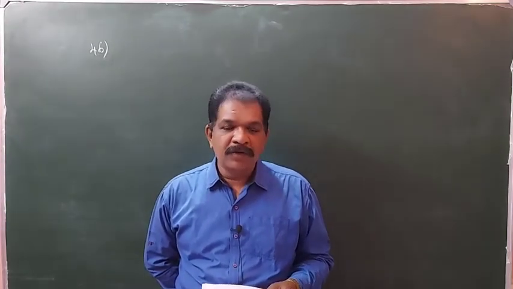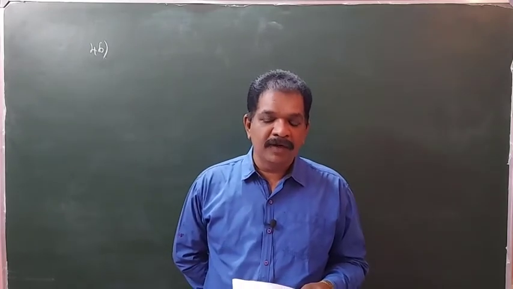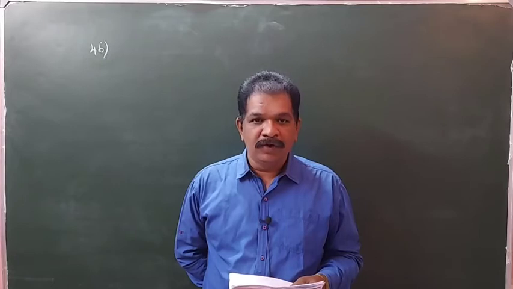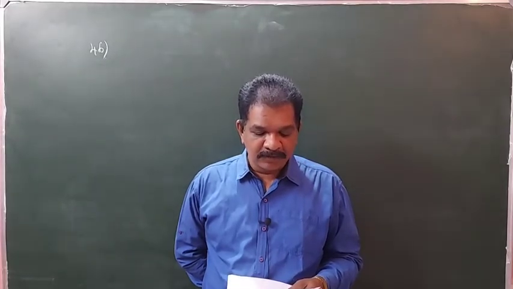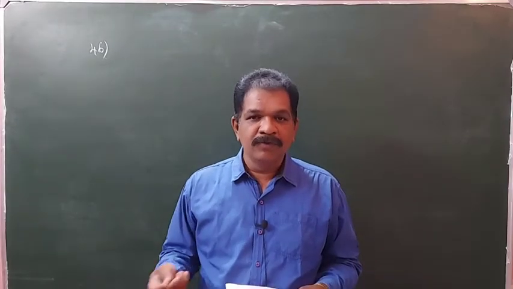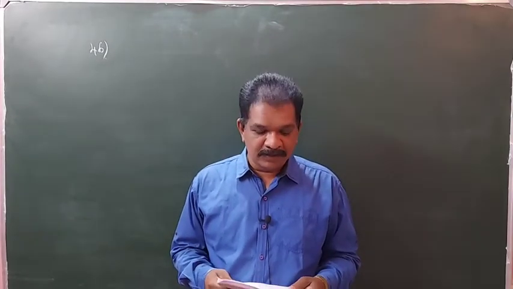So the first one will represent uniform retardation. The second one will represent uniform velocity. The third one, C, will represent uniform acceleration.